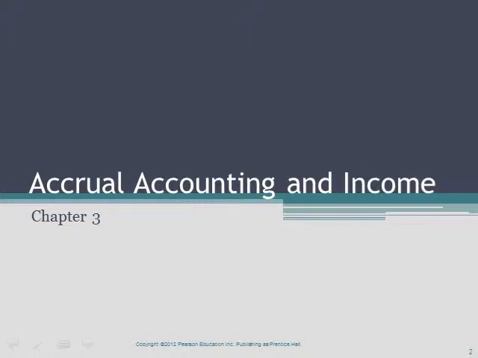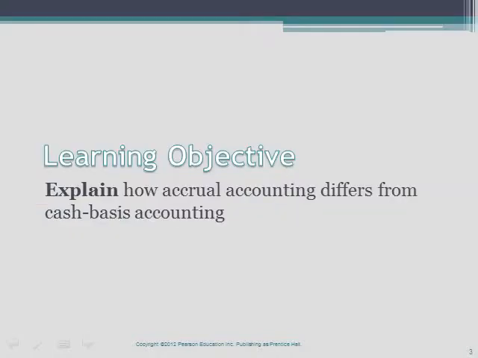So we can see the difference there is that if I make a sale as a company, the customer may pay me in cash, or they may not pay me in cash. They may make a promise to pay me later, which is an accounts receivable for me and an accounts payable for them. So under either of those scenarios, I'm able to recognize the revenue associated with that sale. So Chapter 3 will focus on accrual accounting and income. As we said earlier, we'll talk a little bit now about how accrual accounting differs from cash basis accounting.